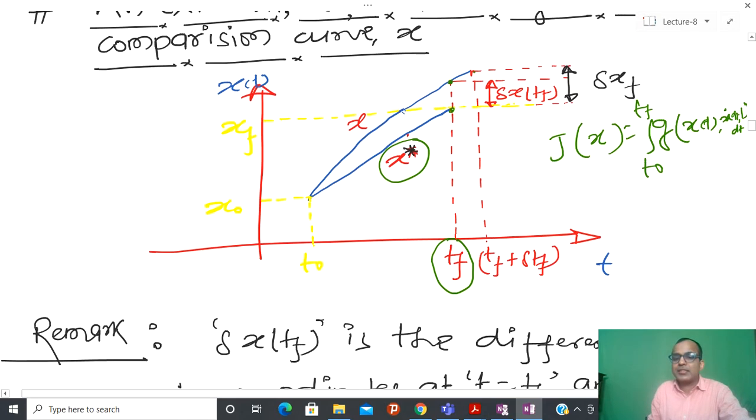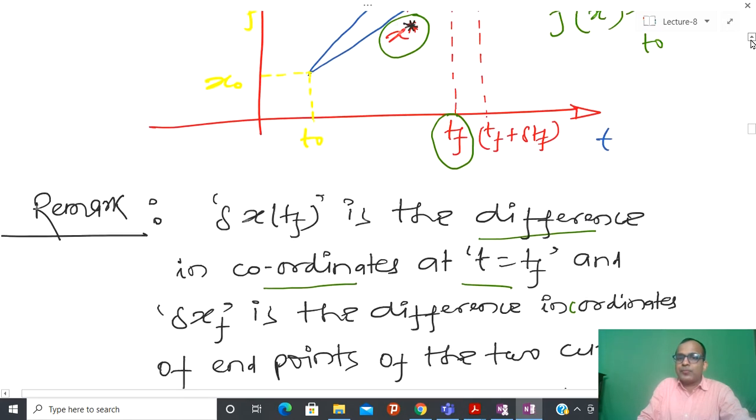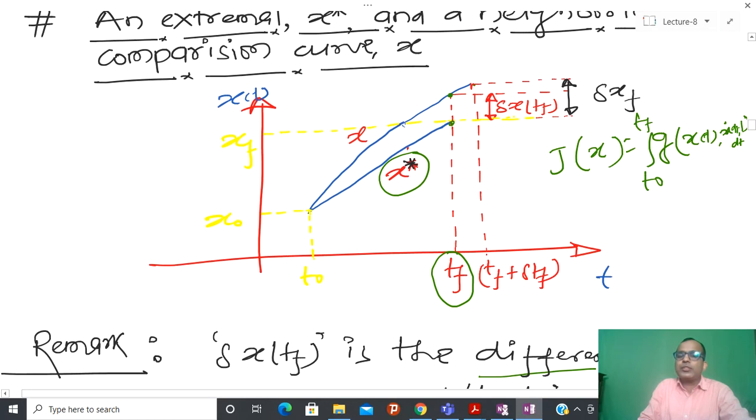I have written the same thing as a remark here. Delta x(TF) is the difference in coordinate at t equal to TF, and delta XF is the difference in coordinate of the end points of the two curves. It is important to keep in mind that in general these two things are not equal, and it is pretty easy to see from this particular figure.